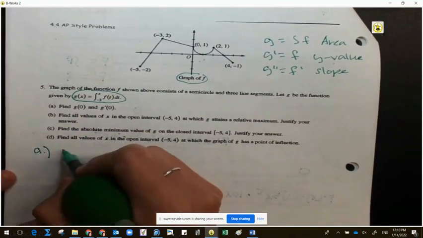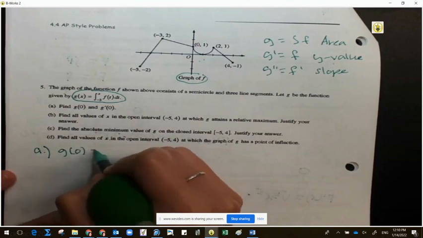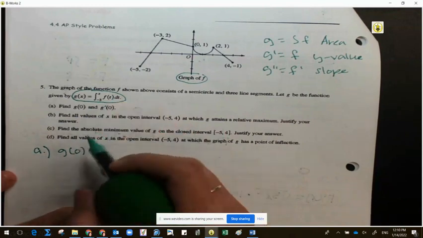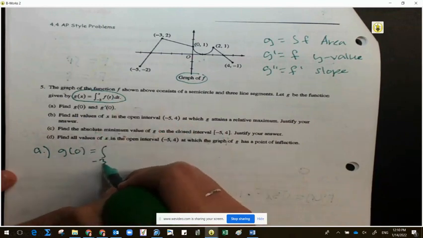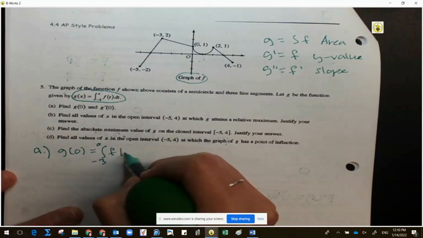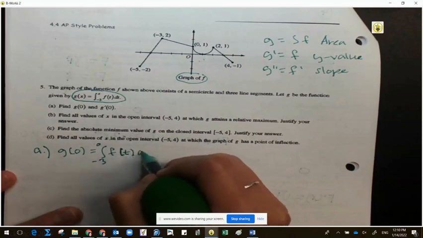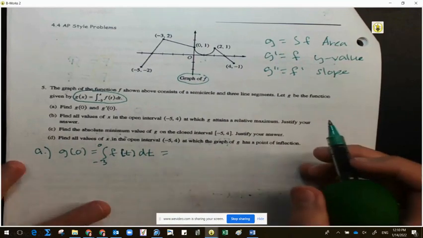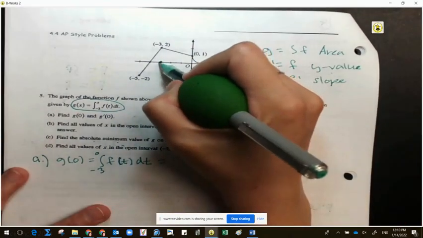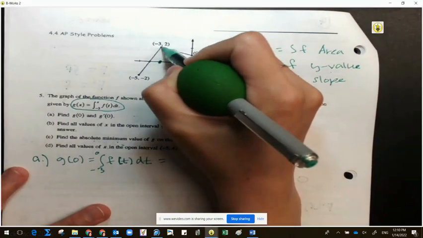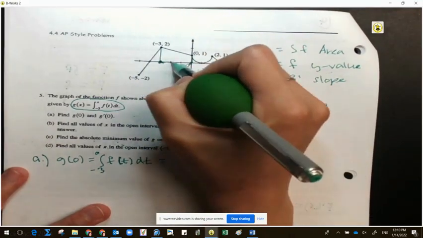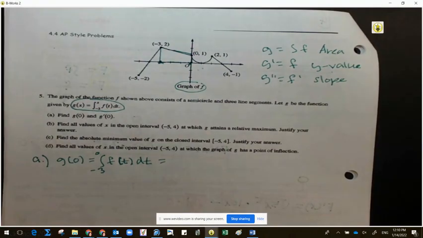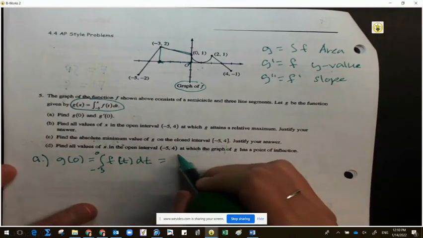It says to find g of 0. So go ahead and write out g of 0. We have the equation for g given to us, so let's plug it in. It says starting at negative 3 to 0 of the function. So let's go to our picture and see what that means. Starting at negative 3 to 0, what shape can I make given the existing lines? A trapezoid. So I need to find the area of that.